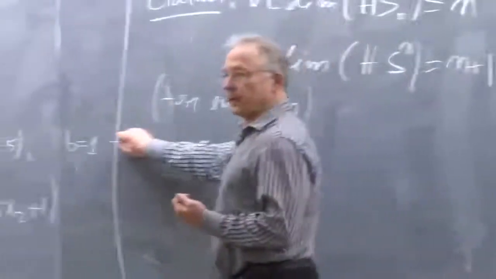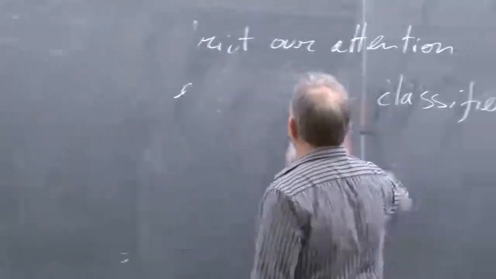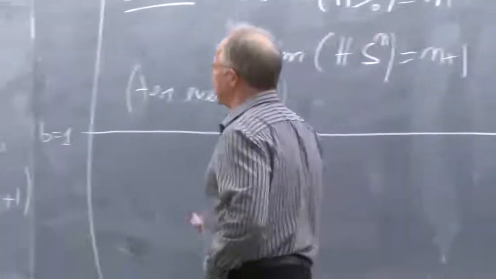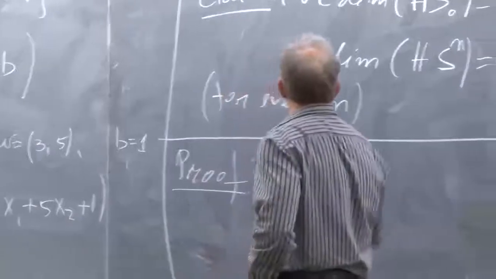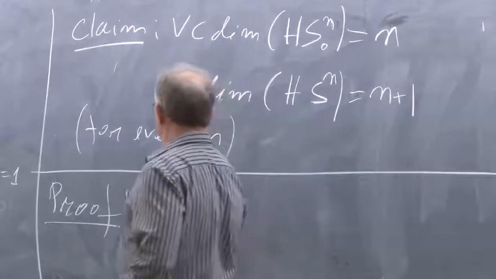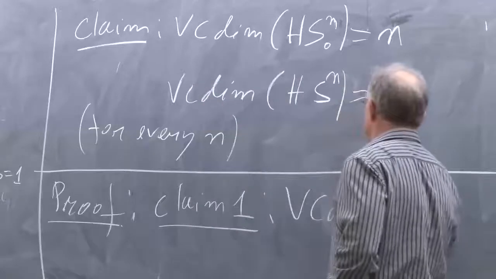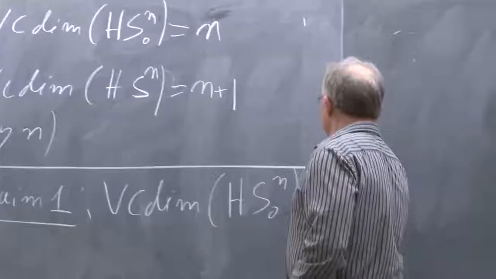OK? So what I'm claiming is that in such things, when we have high dimension, we really cannot rely on visualization, and we have to resort to the algebra. So the proof consists of 2 steps. The first step is to show you that the VC dimension is at least n. So the first claim, claim 1: the VC dimension of homogeneous half spaces in dimension n is at least n.